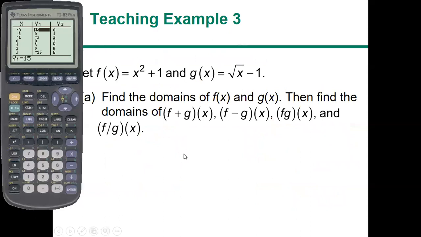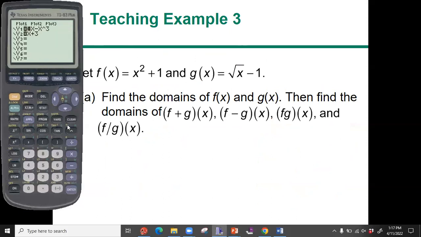All right, next it says to find the domains of f of x and g of x and find the domains of their composition. So notice this time that we no longer have numbers here. You just have x in its place. So it's wanting you to create a graph or a function.